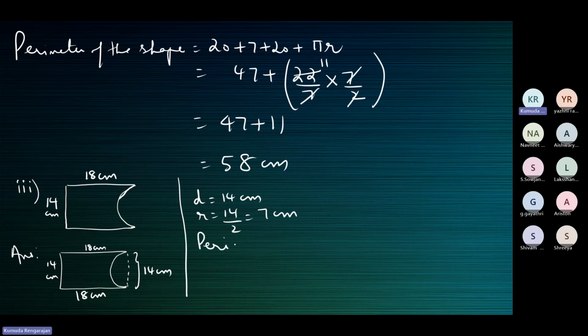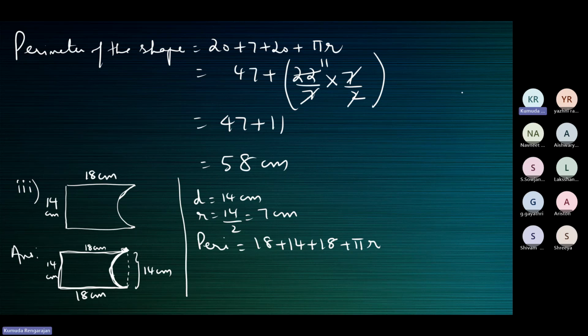So like the earlier one, the perimeter of the shape is equal to 18 plus 14 plus 18 plus, this again is a semicircle, so pi r. See here, walk along the boundary. 18 plus 14 plus 18 plus this one, pi r.